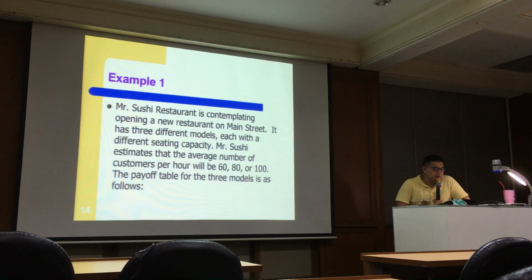Let's say that we have a restaurant that is trying to open a new branch on the main street. They are trying to arrange the seating capacity. There are three different models, and the restaurant also estimates the average number of customers per hour that they're going to have.